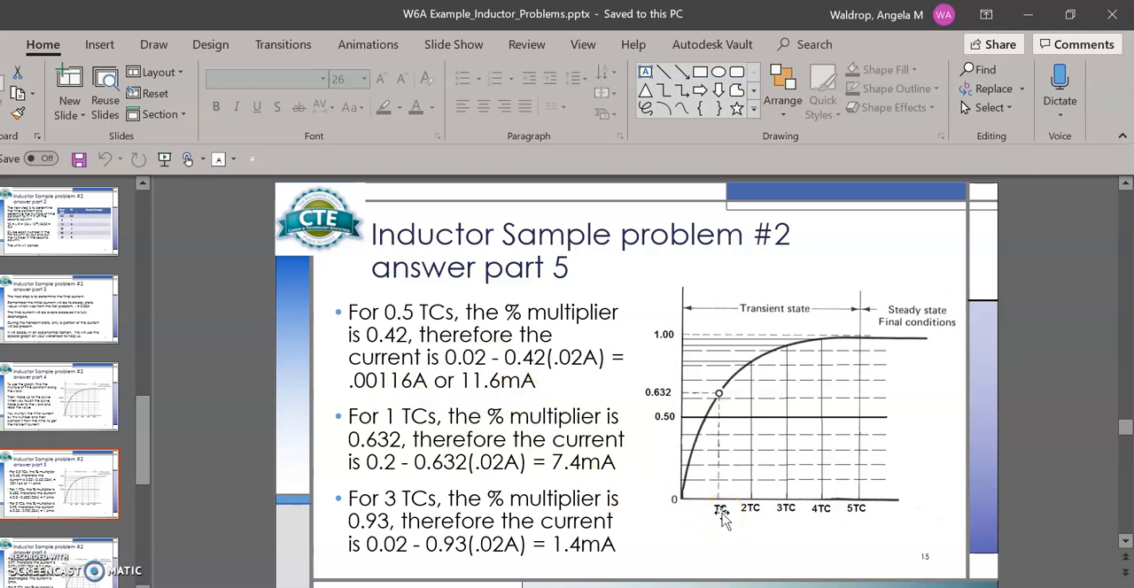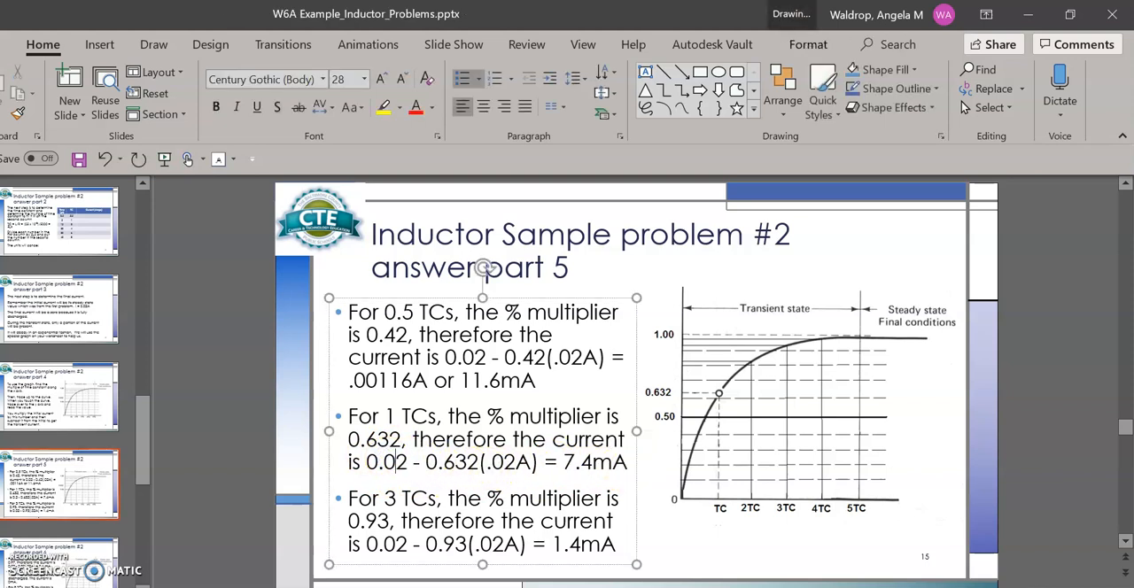For one time constant, I go up and I get 0.632, and I do the same multiplication, but in this case, since it's discharging, I subtract it from that 0.02, okay? Sorry, I apologize, that should be 0.02 there. And that should be 7.4 milliamps.